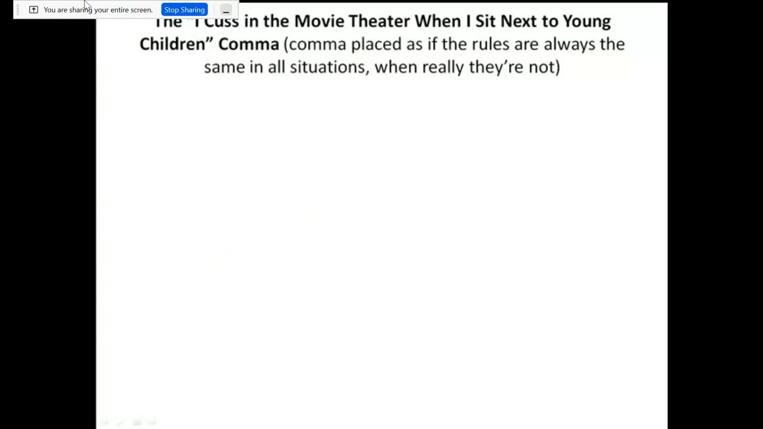So that cusser was taking the stance that no matter what the situation, I am always going to act exactly the same. And sometimes I think people place commas in the same way, as if my comma will always go in the same place, no matter what. That's just how it is. When really you have to adjust a little bit sometimes.